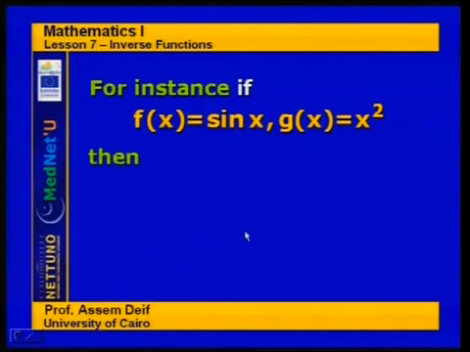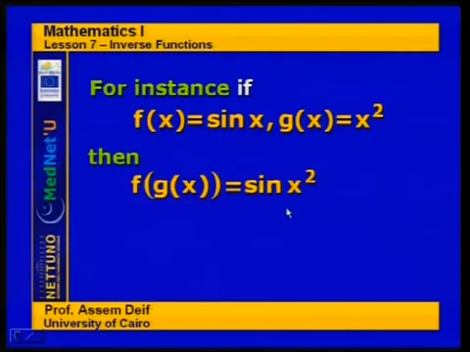of a composite function, you may find it in terms of the inverse of each, and you get the inverse of the second one composed with the inverse of the first, to obtain (f∘g)⁻¹. In other words, suppose f is equal to sine and g of x is x square. So here f of g of x is equal to sine x square.